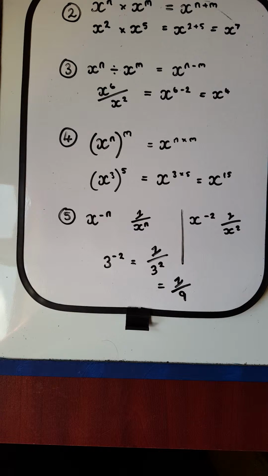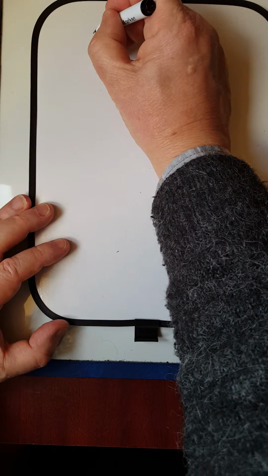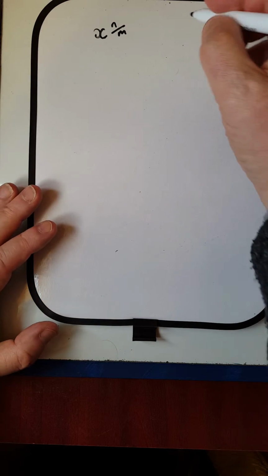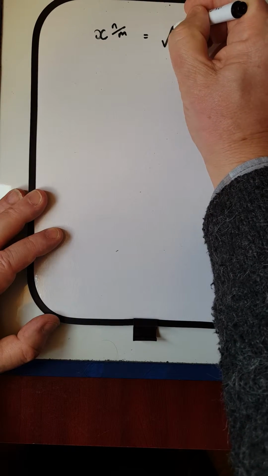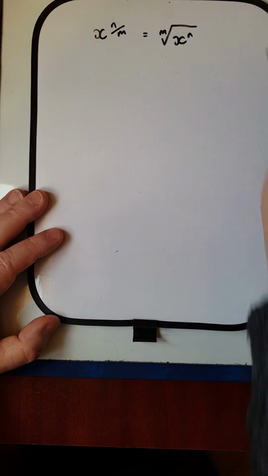Okay, so far so good. Now we're going to go to the most difficult one, the final one, and this is related to square roots. So let's take a look at it. This is an index that looks like this: x to the power of n divided by m. x to the power of n divided by m means the mth root of x to the power n.